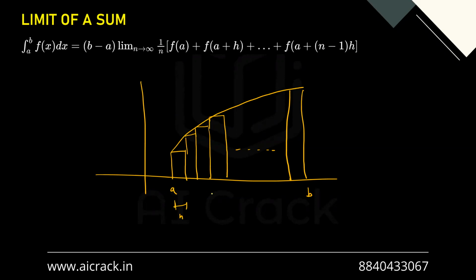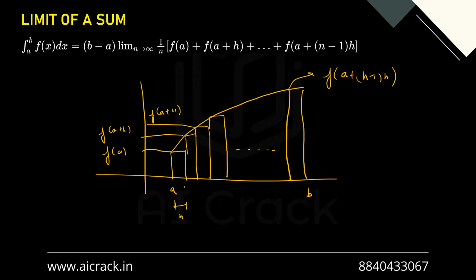We know that h is very small, and to find out the height of this particular rectangle, this would be f of a, right? Because this is the point a, and this height would be f of a. Similarly for this rectangle, height would be f of a plus h. Similarly for this one, height would be f of a plus 2h. And similarly for this one, height would be f of a plus (n minus 1)h, where n is the number of rectangles we have drawn. So n is the number of rectangles. So this is n minus 1.